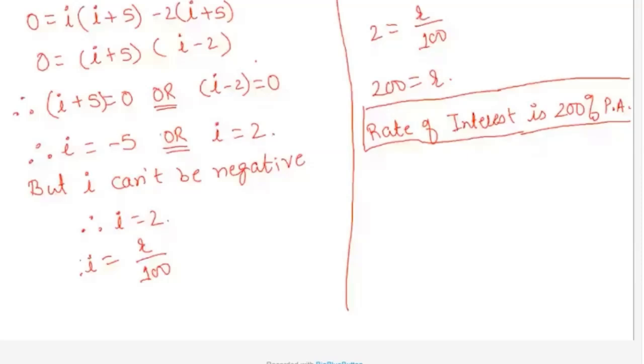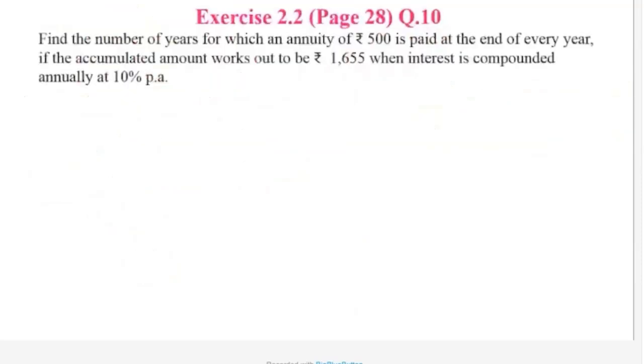Next sum. Find number of years. क्या ढूंढना इस बार? Find number of years for which an annuity of rupees 500 is paid at the end of every year.